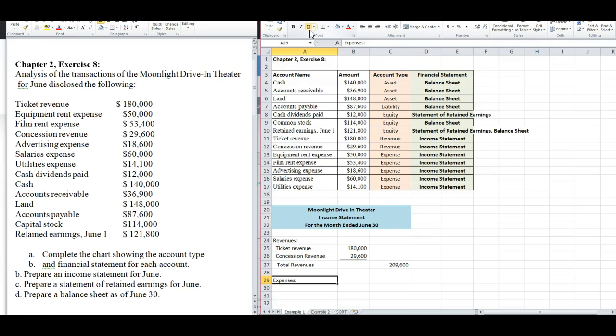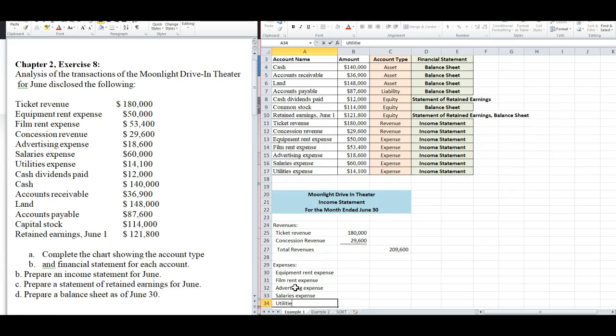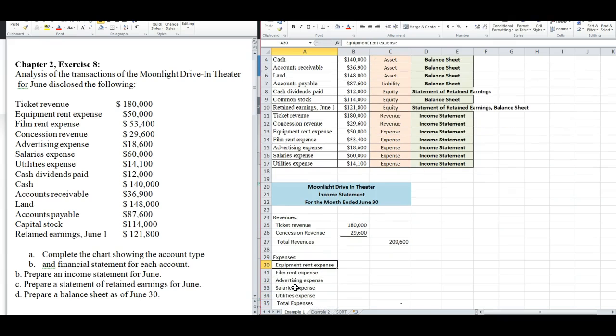Next, I come to my expenses. Again, I notice there's a colon at the end, so that means I won't enter anything there, but enter it below. So below, I'm going to put the equipment rent expense, the film rent expense, the advertising expense, the salaries expense, and the utilities expense. I'm going to go and get the totals from here.